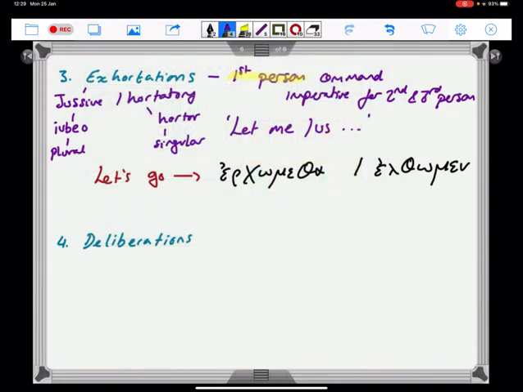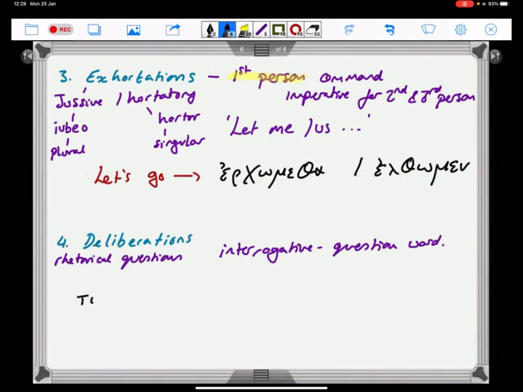Deliberation. These are in effect rhetorical questions. You're therefore going to see an interrogative. And by an interrogative we mean a question word. So you might get something like ti poieso. Your interrogative and your subjunctive there are marking what's going on. What should I do?